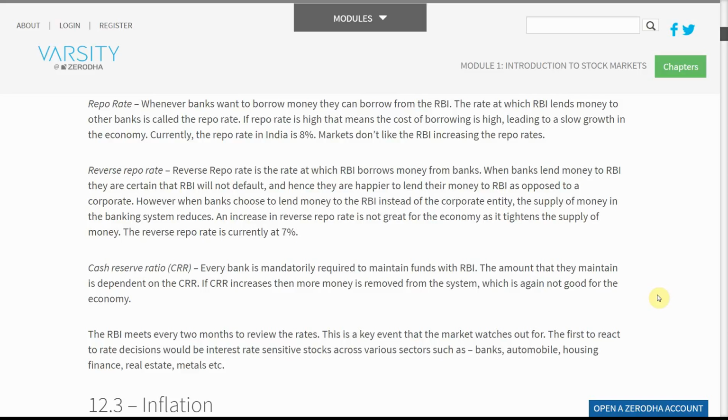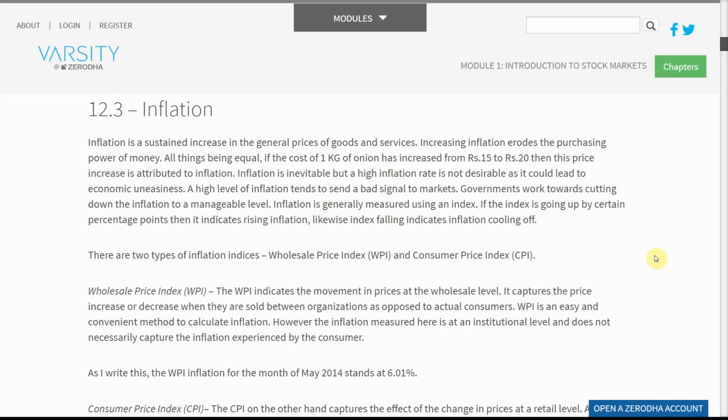The first to react to rate decisions would be interest rate-sensitive stocks across various sectors, such as banks, automobile, housing finance, real estate, metals, etc. 12.3 Inflation. Inflation is a sustained increase in the general prices of goods and services. Increasing inflation erodes the purchasing power of money.